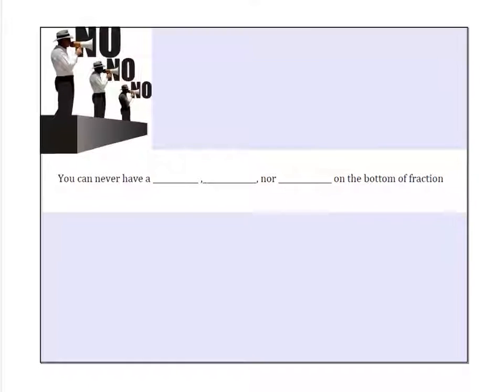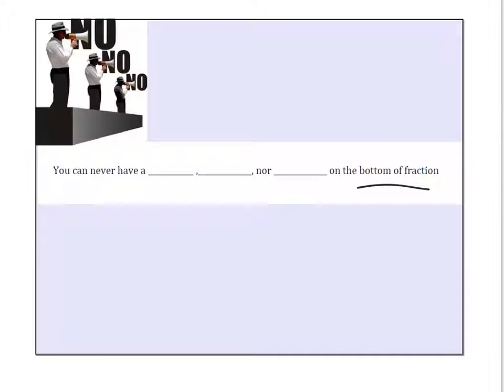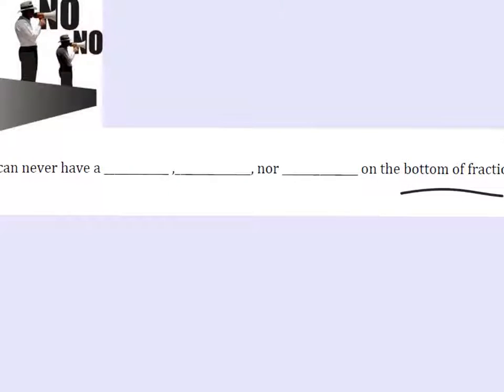You can never have a couple things in the bottom of the fraction, the denominator. One is a root. Any kind of square root sign or cube root sign you cannot have. You cannot have a negative exponent in the denominator. And you can also never have a perfect square, so it must be simplified. You can't have a root, a negative exponent, nor a non-simplified answer.